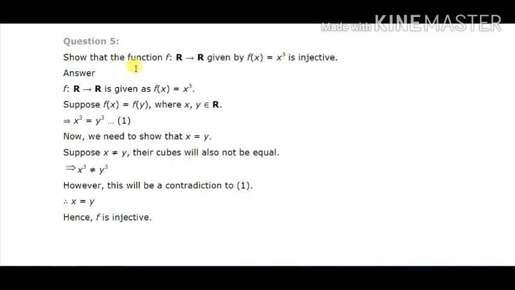Show that the function f given by this is an injective function. Injective means one-one. Here let us take f(x) is equal to f(y), where x, y belong to R. Now it means x cube is equal to y cube. Now the cubes of any two numbers are equal if and only if the numbers are equal. So we can write x is equal to y. So f is an injective function.